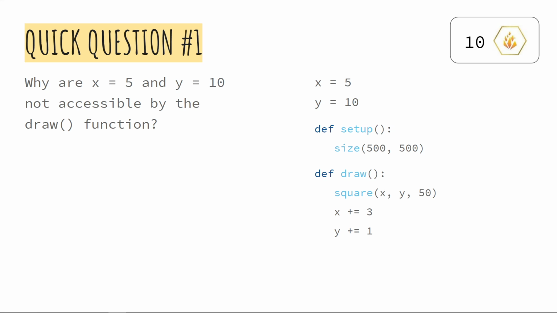So the correct answer was because there's no line saying global x, y in draw. So when the draw function tries to go and use x and y to draw its square and then to update the values of x and y, it doesn't know what you're talking about because you didn't have the line global x, y.